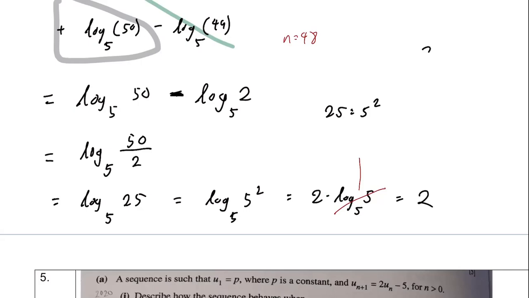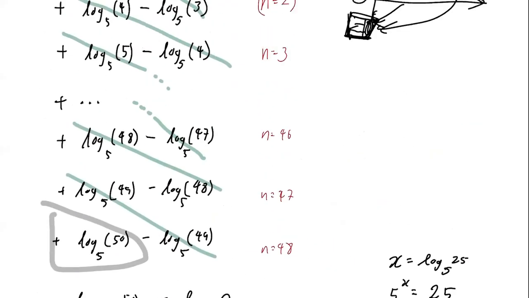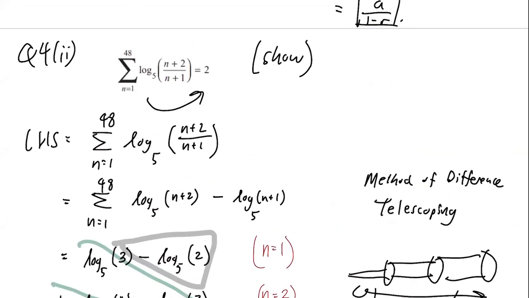Another way to do this would be to say x equals log 25 base 5. What's the exact value? By definition, you can bring the 5 over. So you get 5 power x equals to no more log, just 25. But 25 is 5 squared. So 5 power x equals 5 squared. Comparing the power, because the base is both 5, you can just compare the power to conclude x equals 2. Done. All right. That's for part 2.